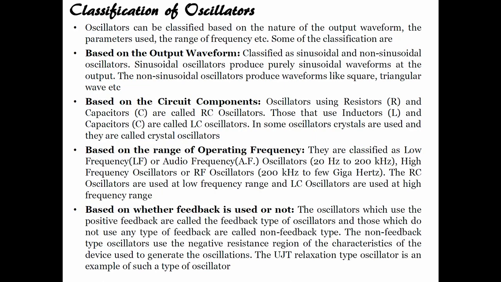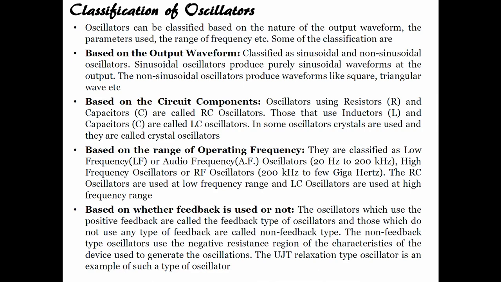Now, if we want to talk about oscillators, oscillators are classified into several categories: based on output waveform, based on circuit components, based on range of operating frequency, and based on whether feedback is used or not. These are the 4 different classifications of oscillators, and we have seen this. Let us see once again. Classified as sinusoidal and non-sinusoidal. Sinusoidal oscillators produce a sinusoidal waveform, but non-sinusoidal produce square wave, triangle wave, etc.